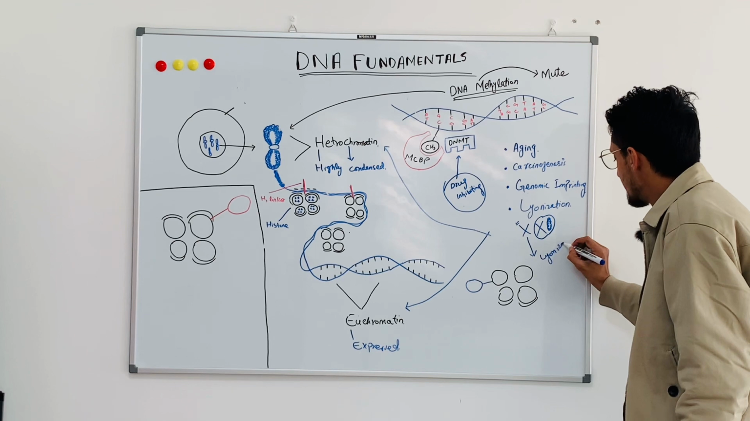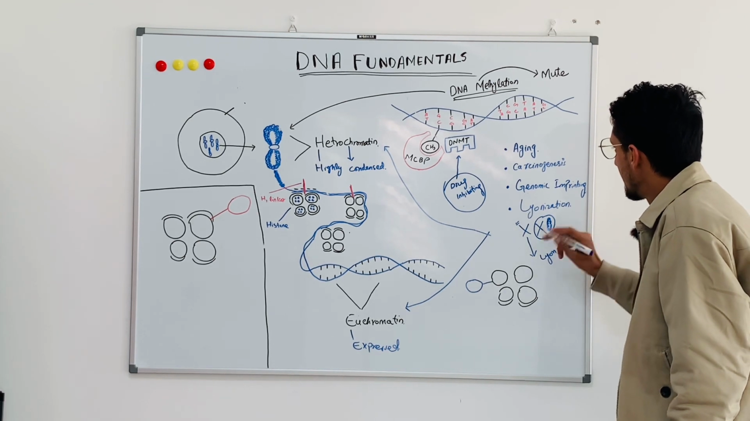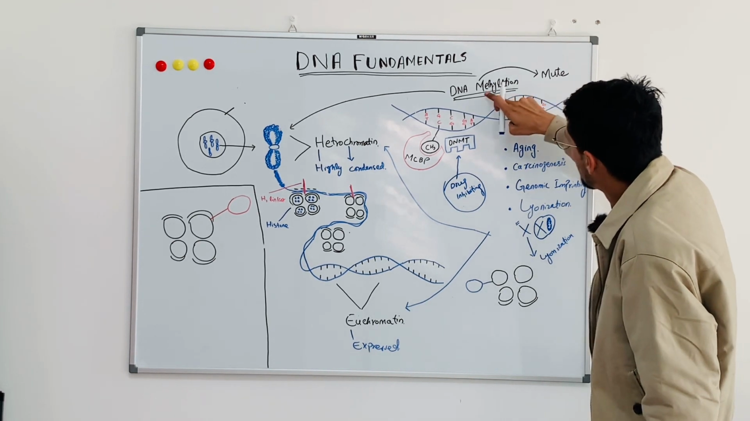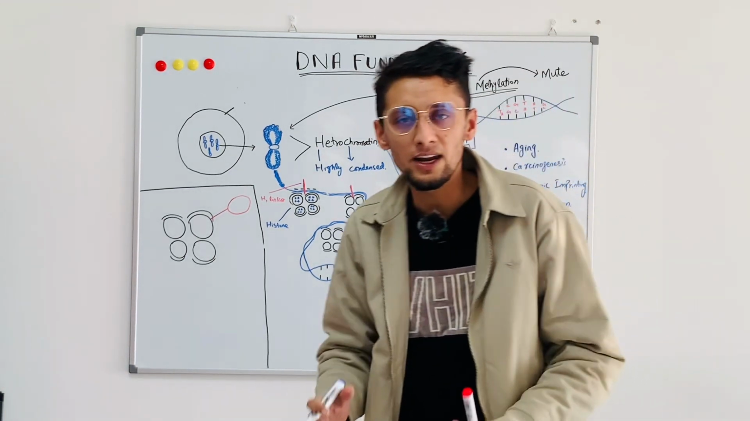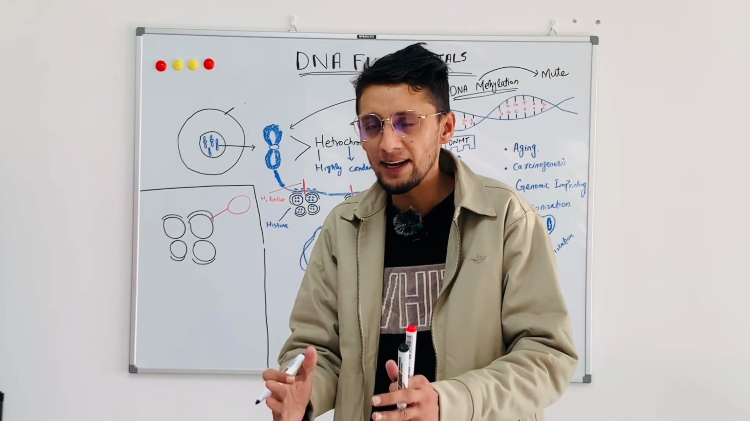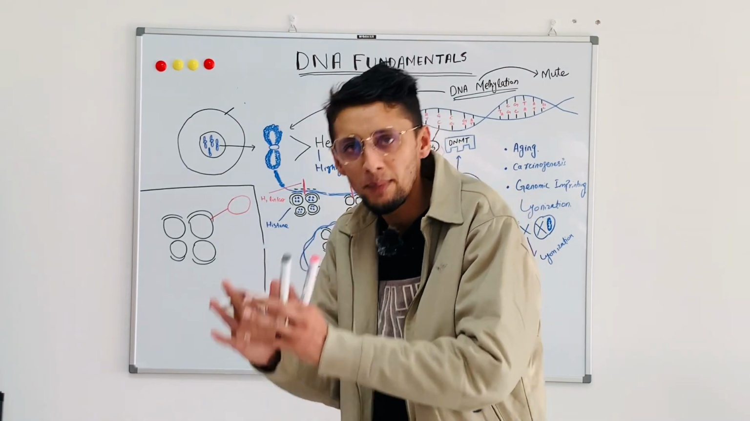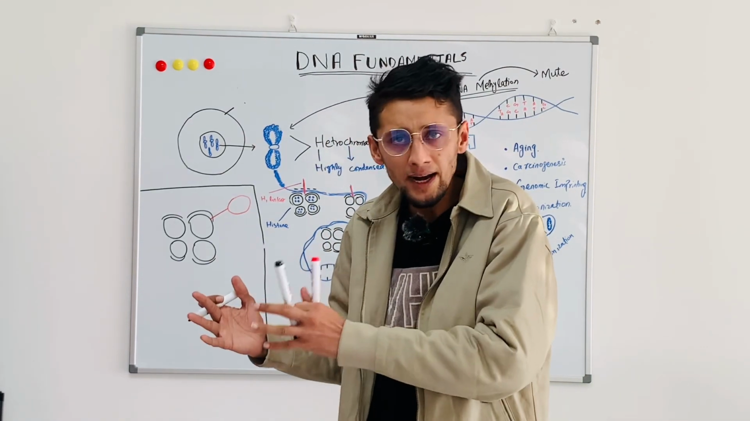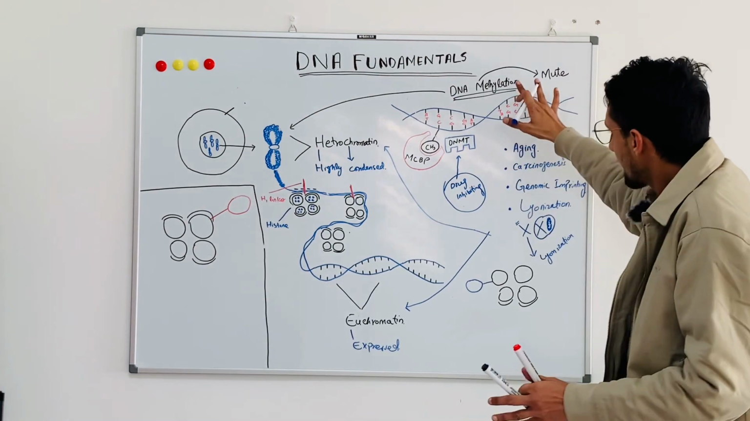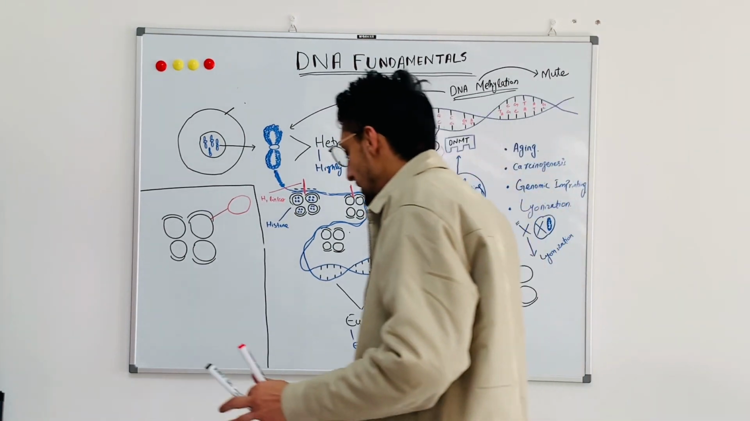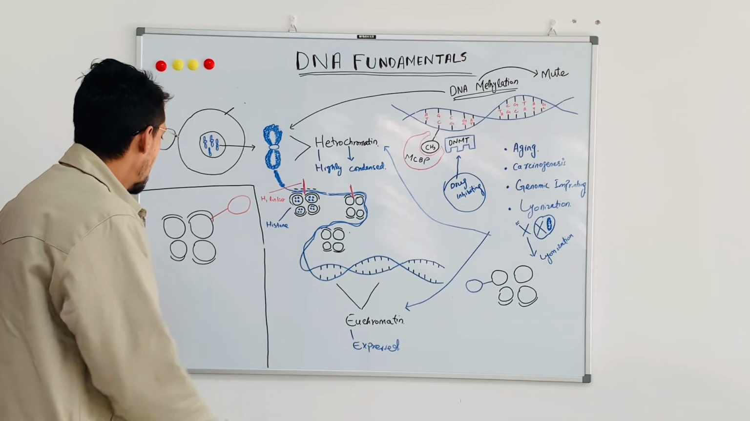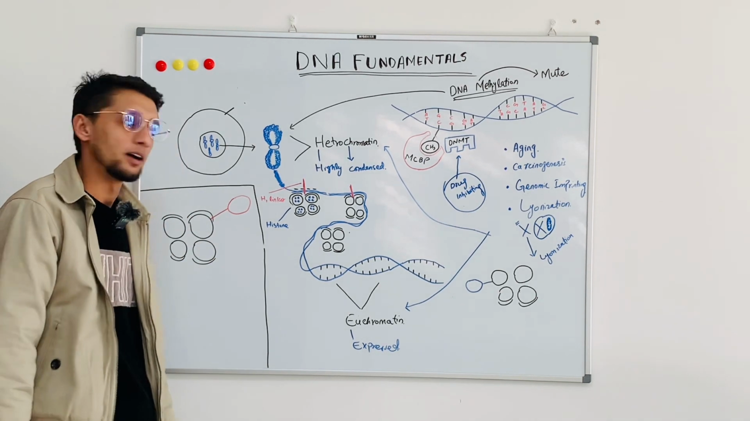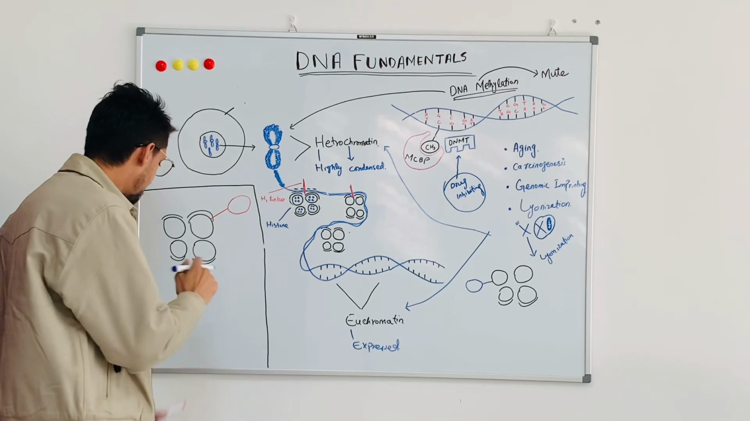So in lyonization, how does it become silent? Because of hypermethylation, DNA methylation. For the methylation, you have to memorize that DNA methylation makes the DNA mute, right? So let's move toward another important process, that is histone methylation.